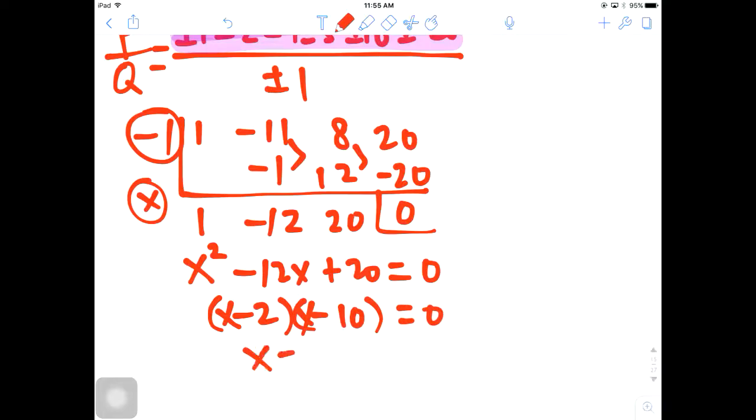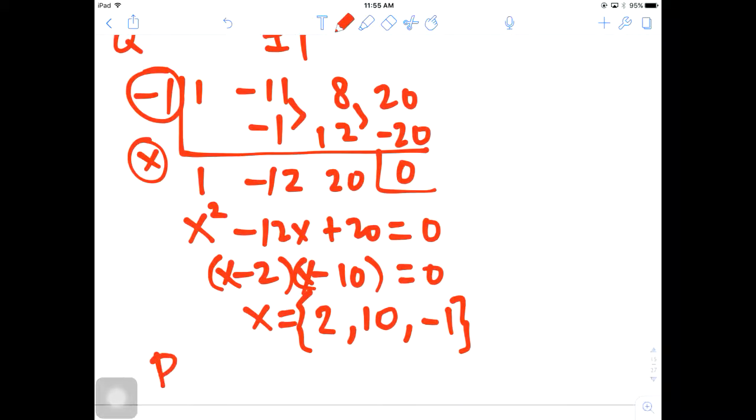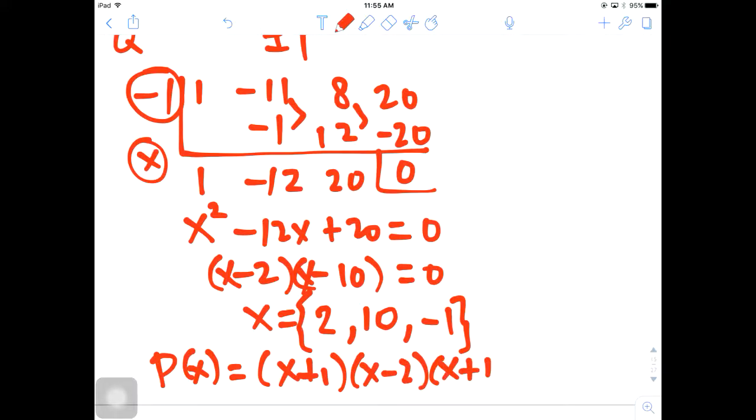And so I have x equals negative 2 from this list right here. And actually not negative 2, positive 2, 10. And then the original one that we found, which is negative 1. So here is the list of complete answers. And if you wanted to write the answer in the factored form, the complete factorization would be P of x is equal to x plus 1, x minus 2, and x minus 10. And should be minus.